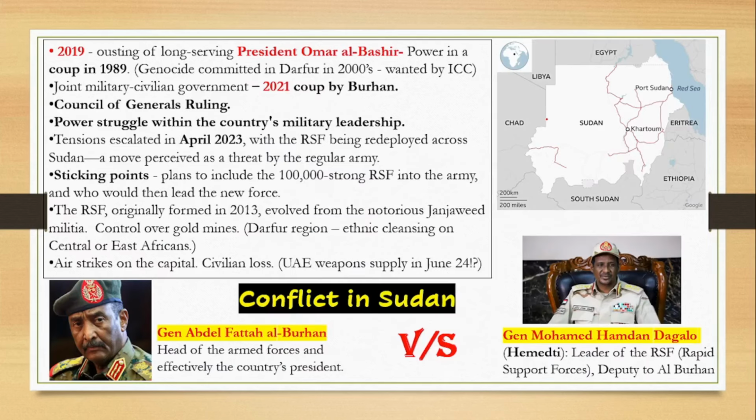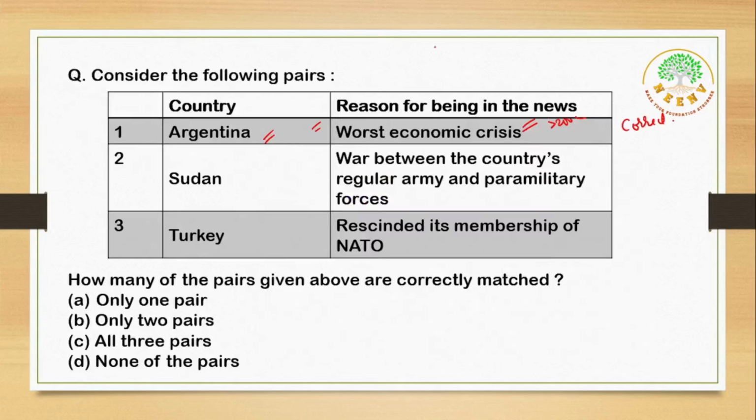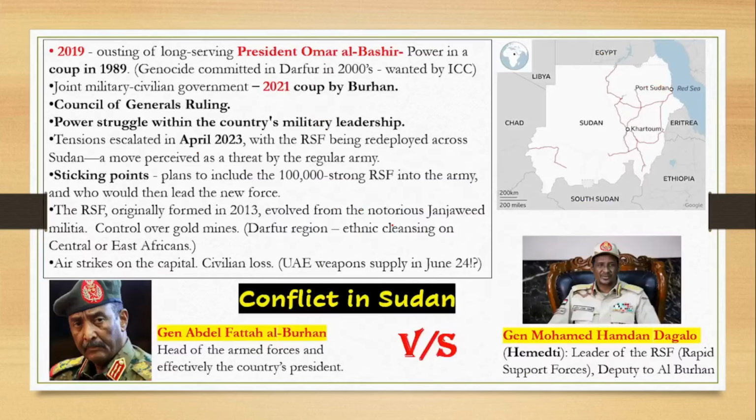Now let's look at the second option, conflict in Sudan. The option is war between the country's regular army and the paramilitary forces. In Sudan, currently there is a conflict going on between General Abdel Fattah al Burhan, who is the head of the armed forces and is the country's current president, and Mohammad Dagalo, who is the leader of the Rapid Support Forces and the deputy of al Burhan.